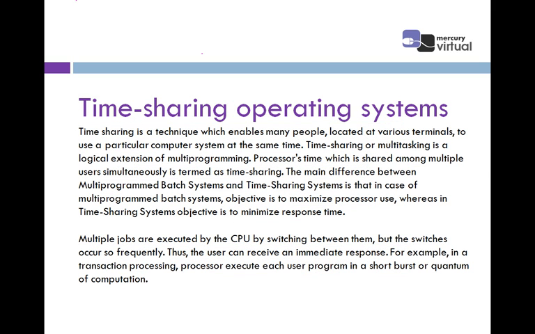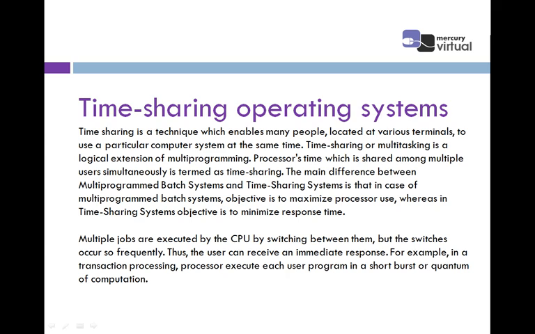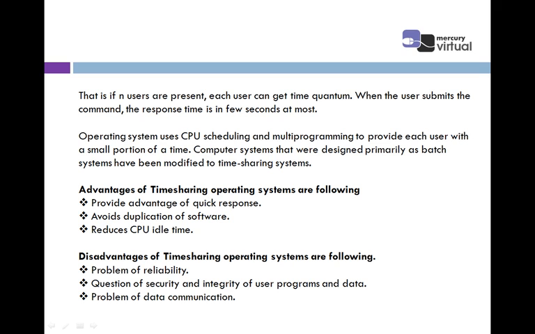Now, let's see another operating system, another category. There are different advantages also for the time sharing operating system. If n users are present, each user can get a time quantum. Means each user gets some time allocation. That time is allocated to you, that time is allocated to me. So there are different time allocations. When the user submits the command, the response time is a few seconds at most.